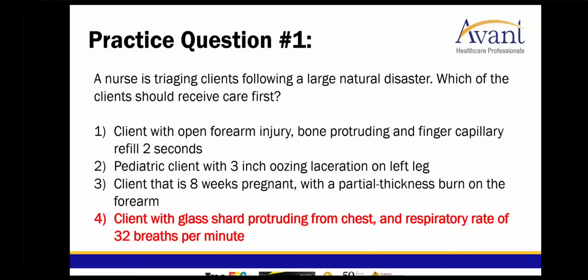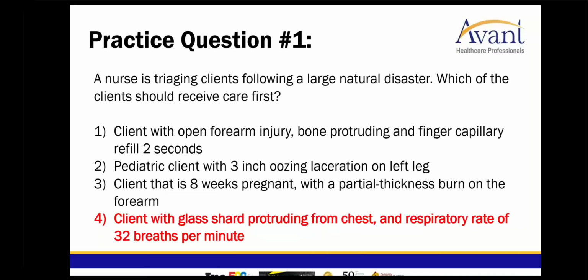Here we can apply our ABC, our airway, breathing, and circulation strategy to determine that the priority is the airway. The respiratory rate of 32 breaths per minute is kind of a key. With the chest wall integrity being damaged and breathing becoming a problem, the patient with shard glass protruding from the chest should receive care first. Now, the other clients would be considered more stable and able to wait a bit longer to receive treatment. Okay? Hope you did well.